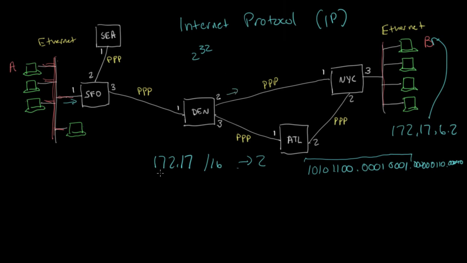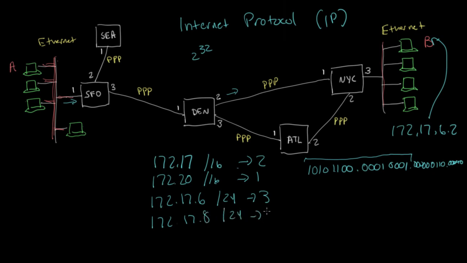Now, in reality, this forwarding table will probably have a bunch of different entries. So maybe we also have an entry for 172.20/16, which says go out interface 1. Or maybe we also have a route for 172.17.6/24, which says go out interface 3. And maybe another route that says 172.17.8/24, go out interface 3 as well, and so forth. So maybe there are some more entries here.